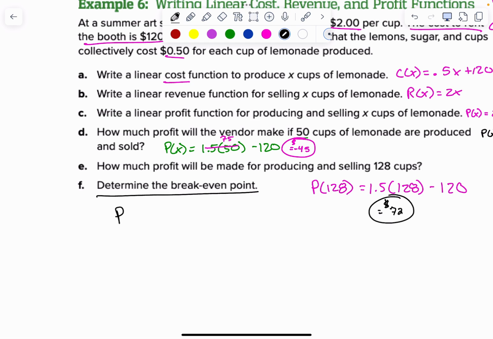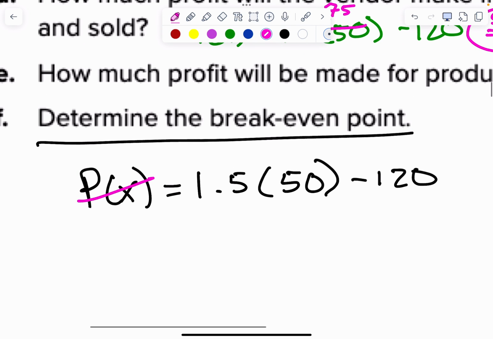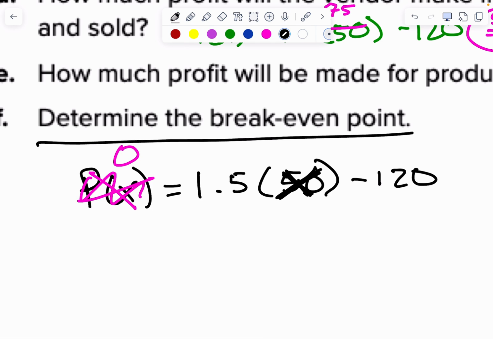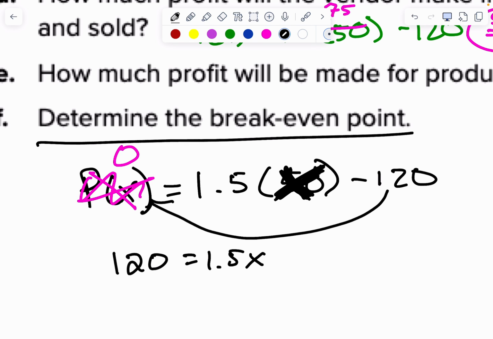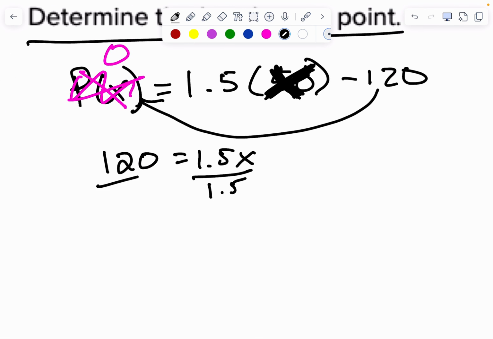Determine the break-even point. Dylan already did this. So that would be P of X equals, what I'm doing here is, break-even means I want to find where the Y value ends up being 0. I want to know when this value ends up being 0. That should be an X, not 50, not a number. That's what I'm trying to solve for, so that's X still, okay? I'm gonna move the 120 over, so it's a positive 120 equals 1.5x, and then we divide by 1.5. Dylan said it was like 80 cups, right? I have to sell 80 cups in order to break even.